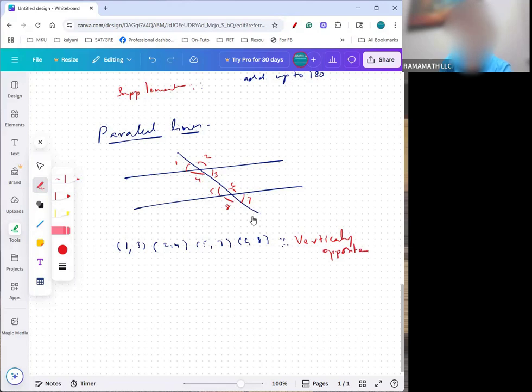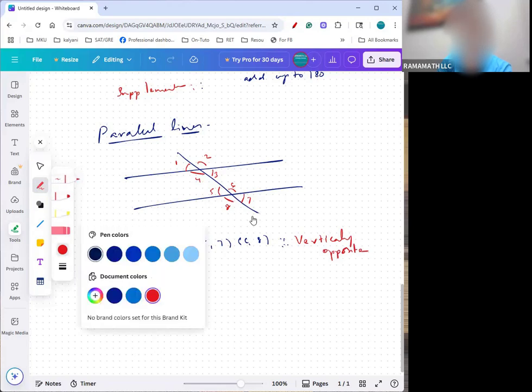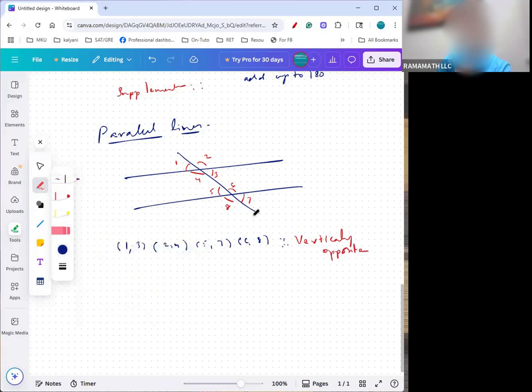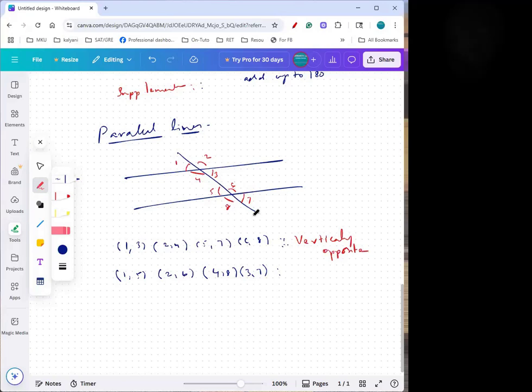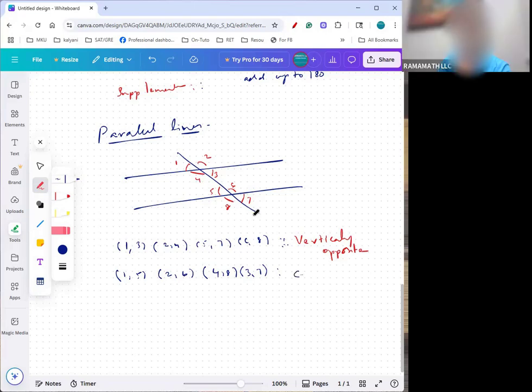Next one: 1 and 5, 2 and 6, 4 and 8, 3 and 7. What type of angles are these? Anyone? Corresponding angles. That's correct. Corresponding angles, and they're also equal.